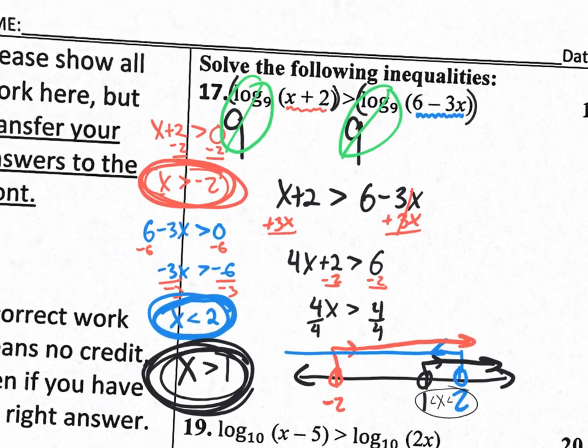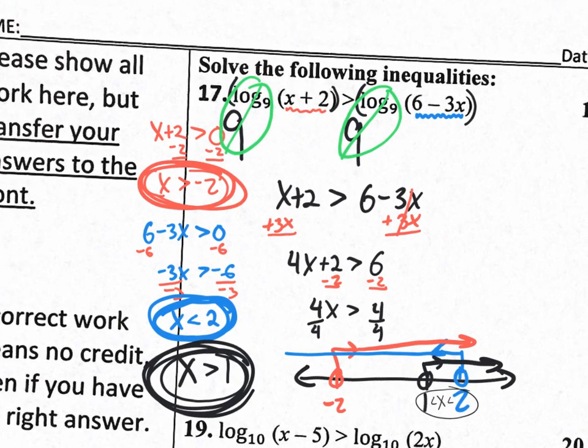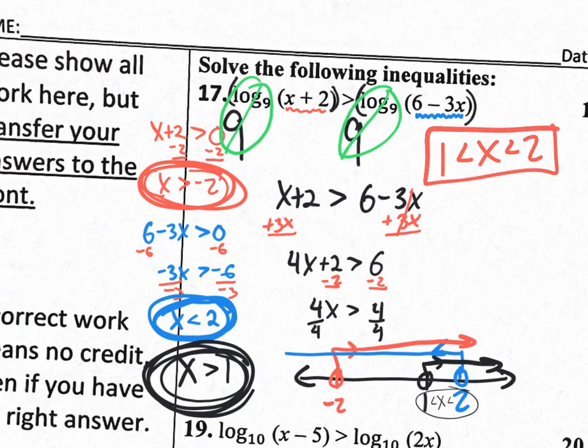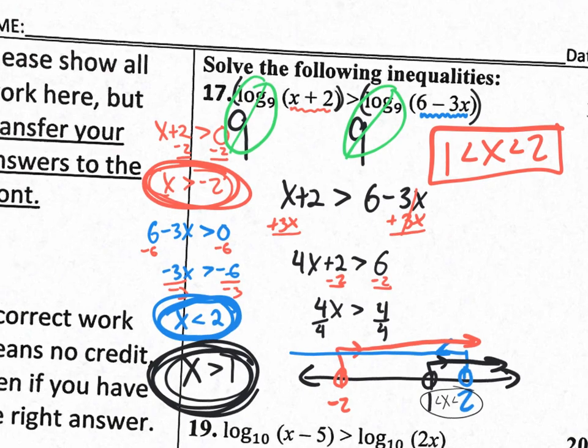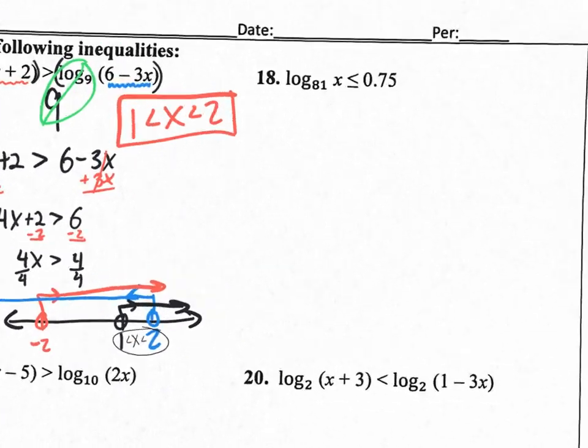So that's the answer for number 17. 1 is less than x is less than 2. That's your compound inequality right there. Okay, so let's jump to the next one, number 18.